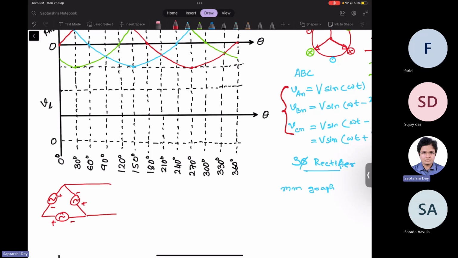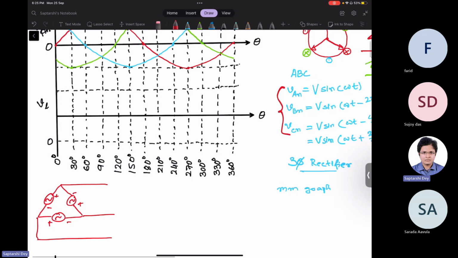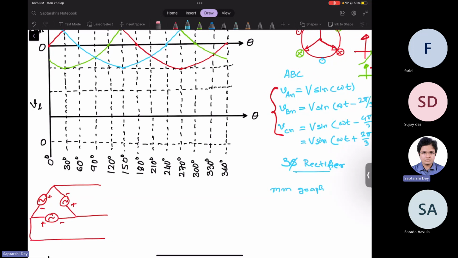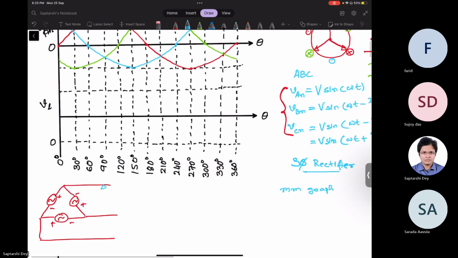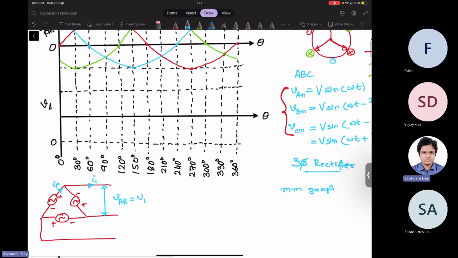So if we have a delta connected supply like this, then definitely phase voltage is the same as line voltage, because line voltage is this, and this is also the phase voltage. But currents are not the same, because you can see that line current and phase current are not the same. So magnitude wise, line current RMS is √3 times phase current RMS.